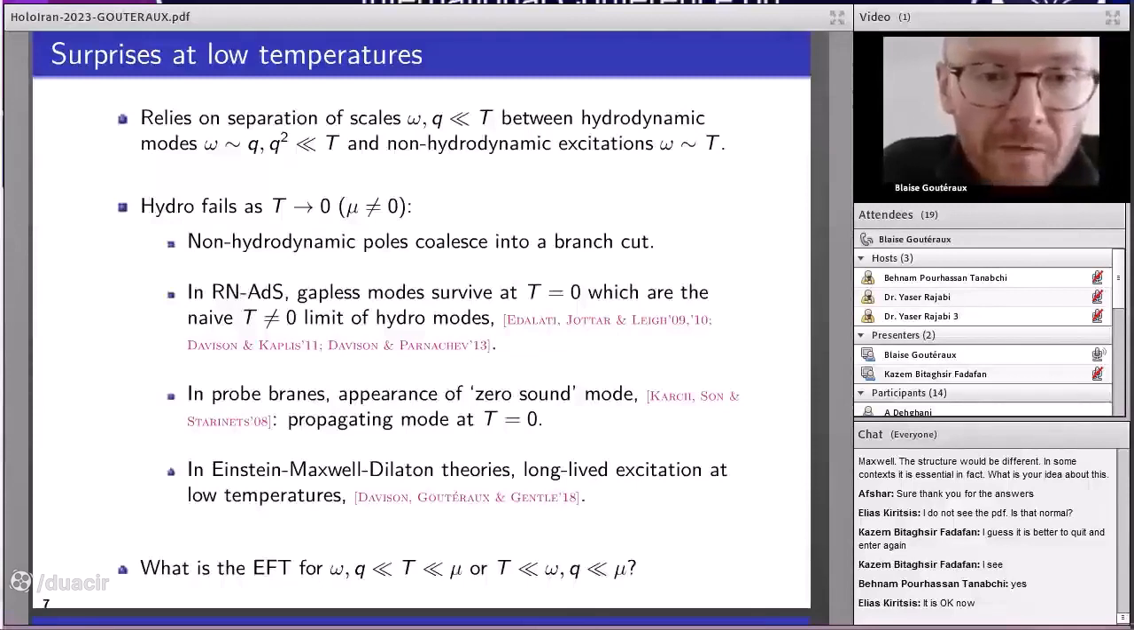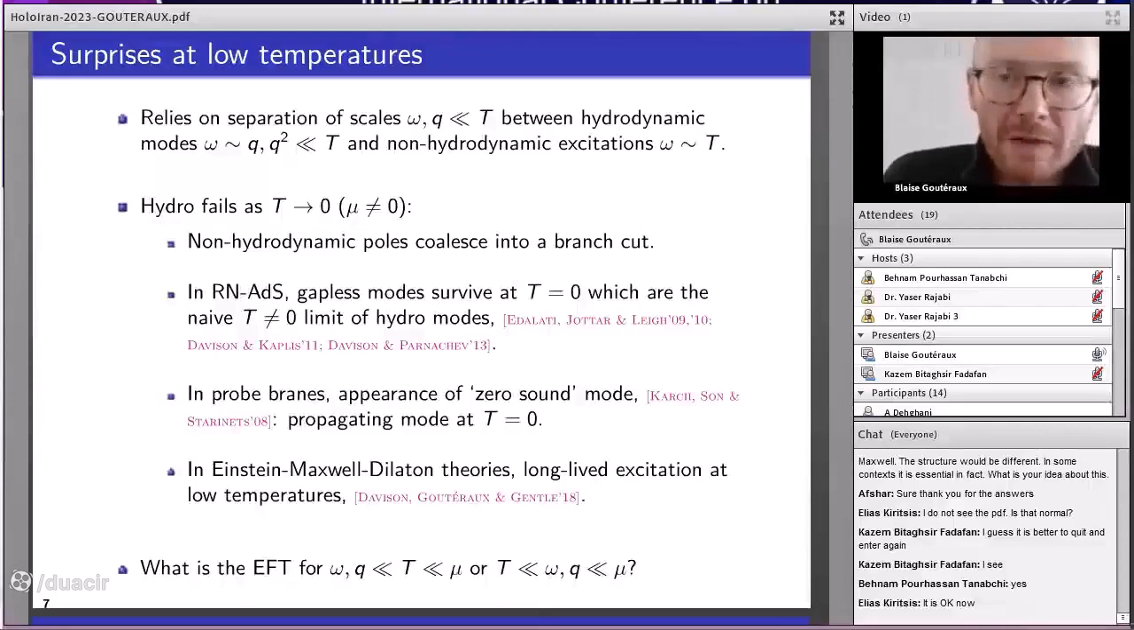And finally, a couple of years back with Richard Davison and Simon Gentle, we were looking at so-called Einstein-Maxwell-Dilaton theories, and there under certain circumstances you find that there is a long-lived excitation at low temperatures. So an excitation that is at frequencies much smaller than temperature. All of these features are not part of the conventional relativistic charge hydrodynamics that I reviewed on the previous slide.